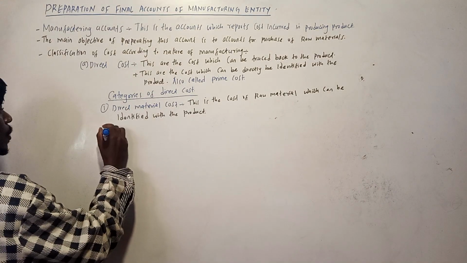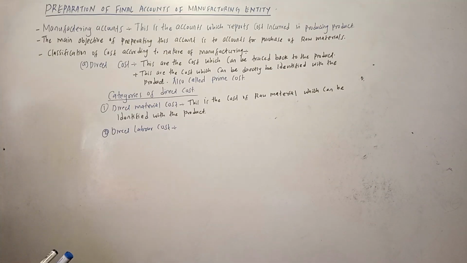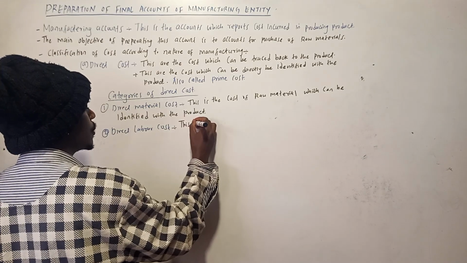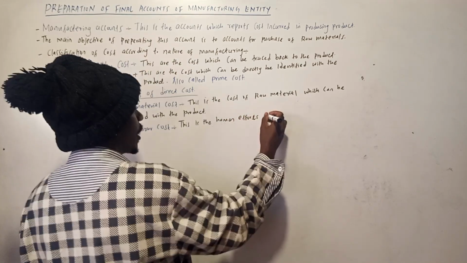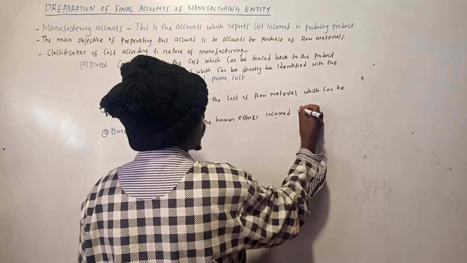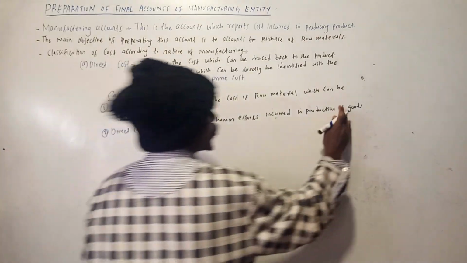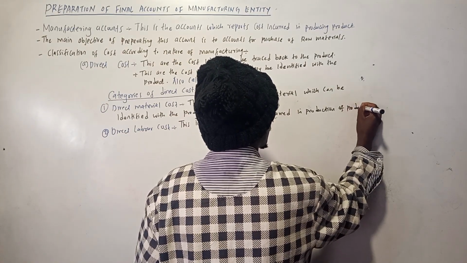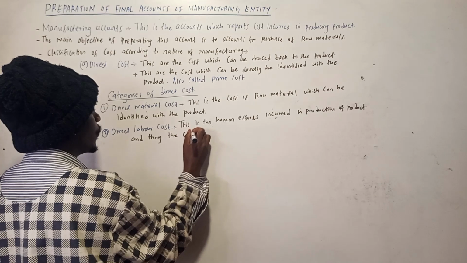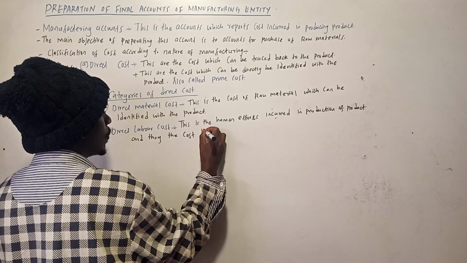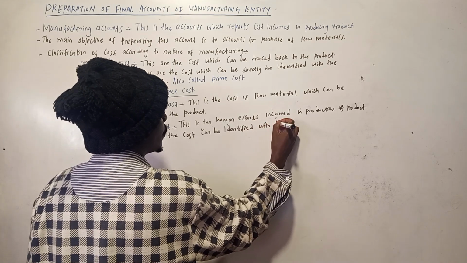You have direct labor cost. This is the human effort incurred in production of the product, and the cost can be identified with the product.